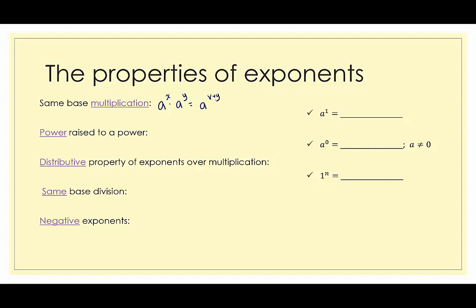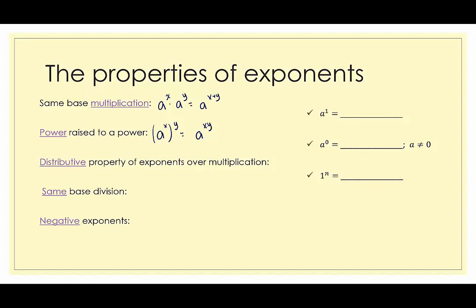The second property is power to a power. So this would look like a to the x to the power of y, and this would give us a to the x times y. We would multiply the power. So power to a power, we multiply. Same base times same base, we add.